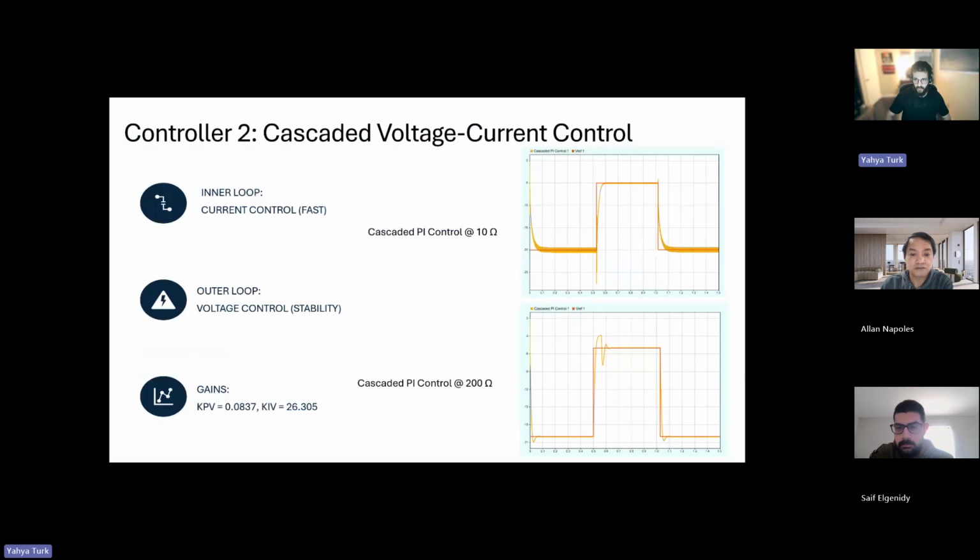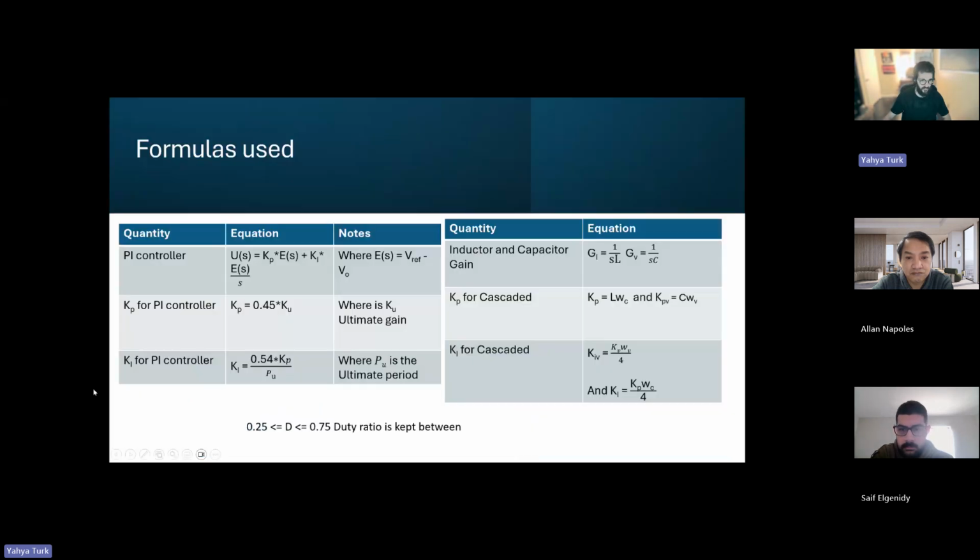Here's some simulations for our cascaded controller, which, as Saif discussed, we tuned using essentially the inner loop. We tuned it because the current through the inductor allows us to treat the inductor as an integrator. So we tuned that loop first, and then we tuned the outer voltage loop because voltage in a capacitor is also a simple integrator transfer function. So here we see our formulas.